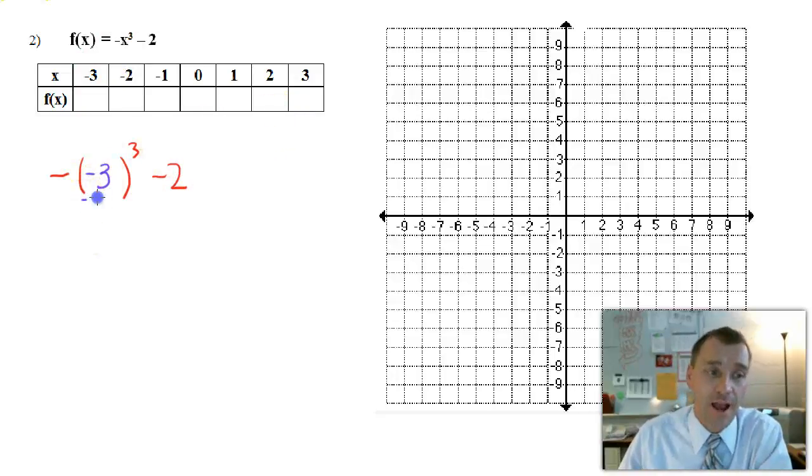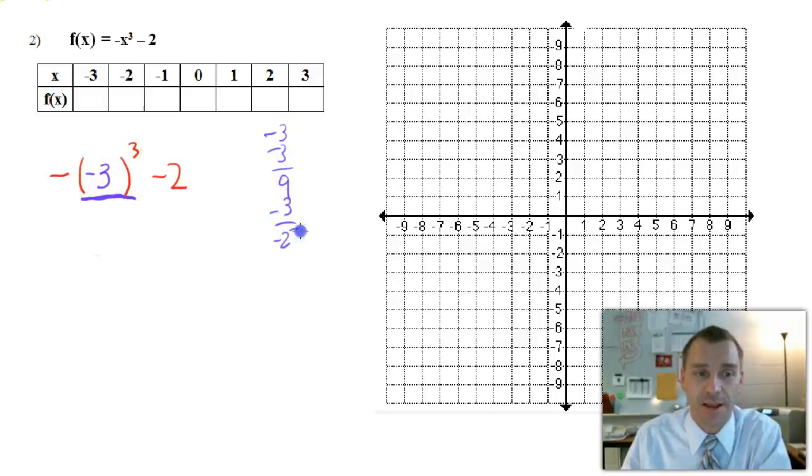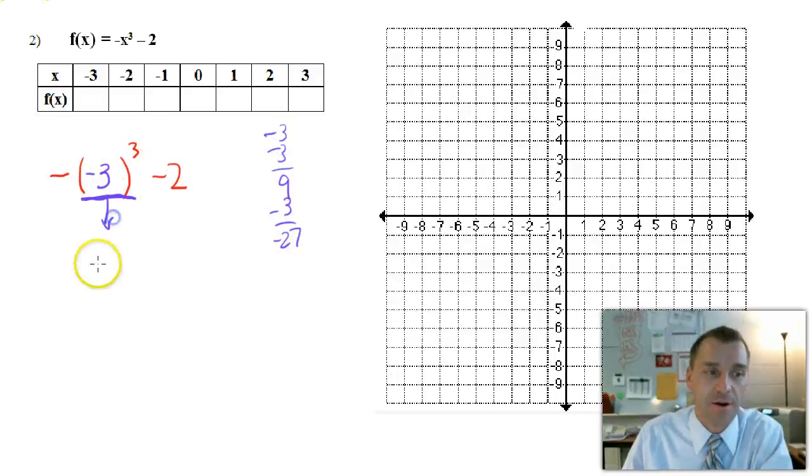Then I would do the exponents first. Don't you dare take the negative times each other yet. Nope, that's not the order of operations. Your Aunt Sally would not be happy. So you got to do negative 3 to the third power, which is negative 3 times negative 3. Negative 3 times negative 3 gives me 9. Then I got to take it times negative 3 again, which gives me negative 27. So this right here, in parentheses, goes to negative 27.